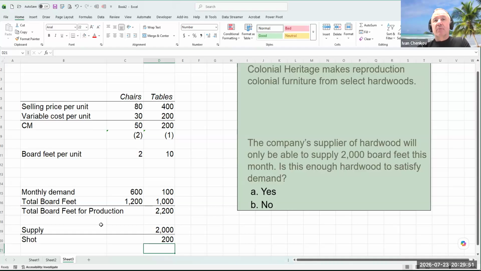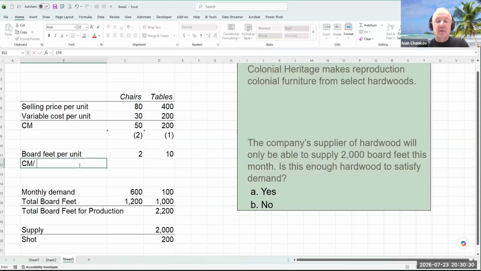Since the board feet is our problem, what do we have to do? Once you figure out where your constraint is, either the board feet here, or the machine hours in the previous case, once we find out this is the thing that holds us back, then the next thing you have to do is to calculate how much the contribution margin is within the constraint. It means that right now, once I know how many board feet I need to produce one product, I have to calculate the contribution margin per board feet.